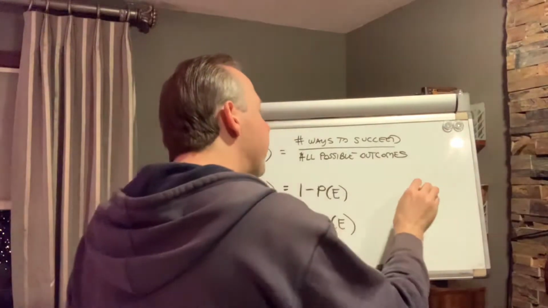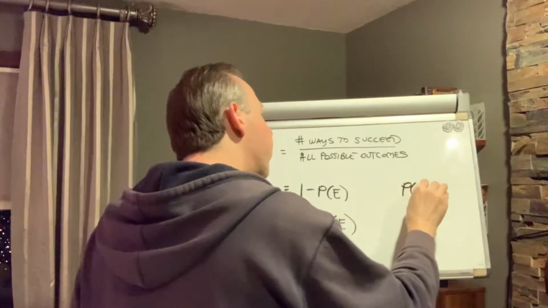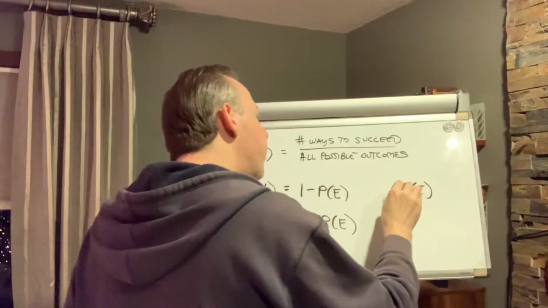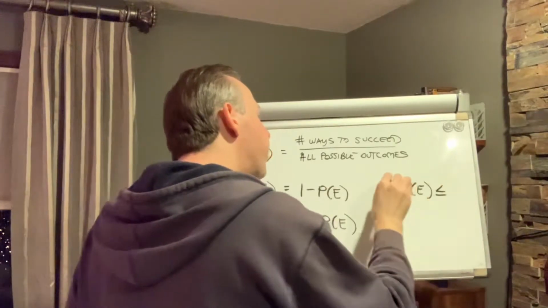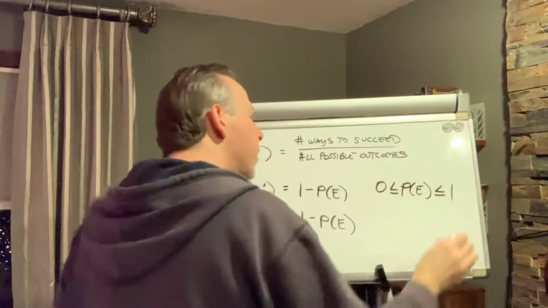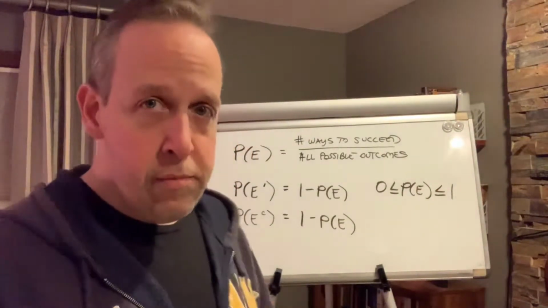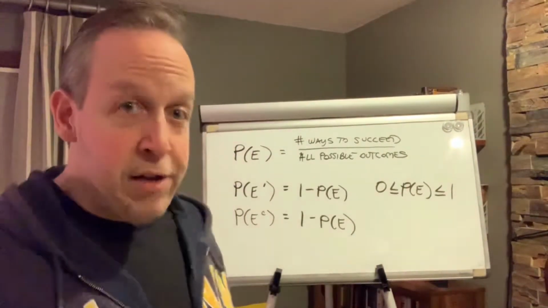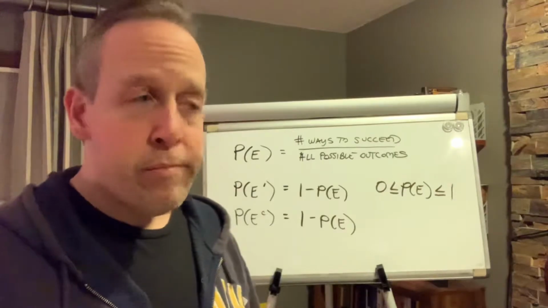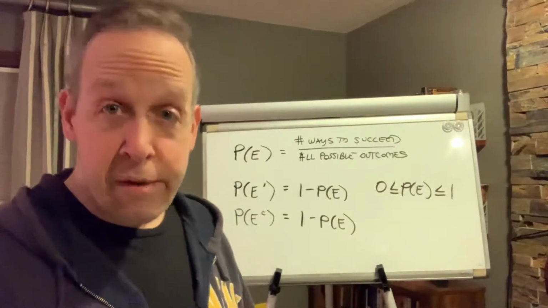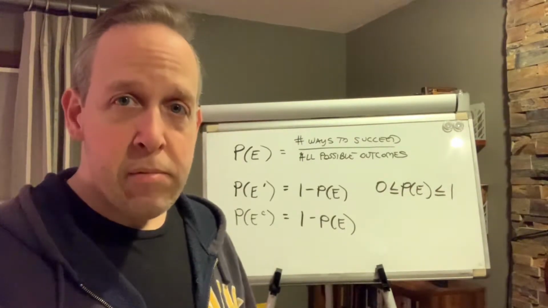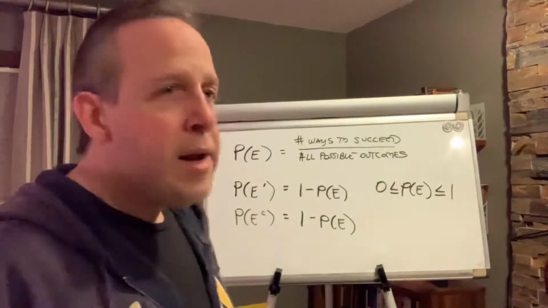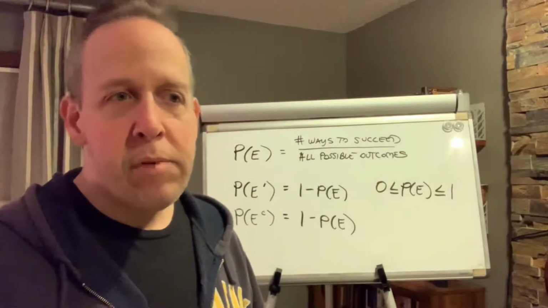The probability of an event occurring is a number between and including 0 and 1. It's going to be either 0, which means it's impossible, up to 1, which means it's guaranteed, or something in between. Okay? Now, the number of outcomes, it could be anything.